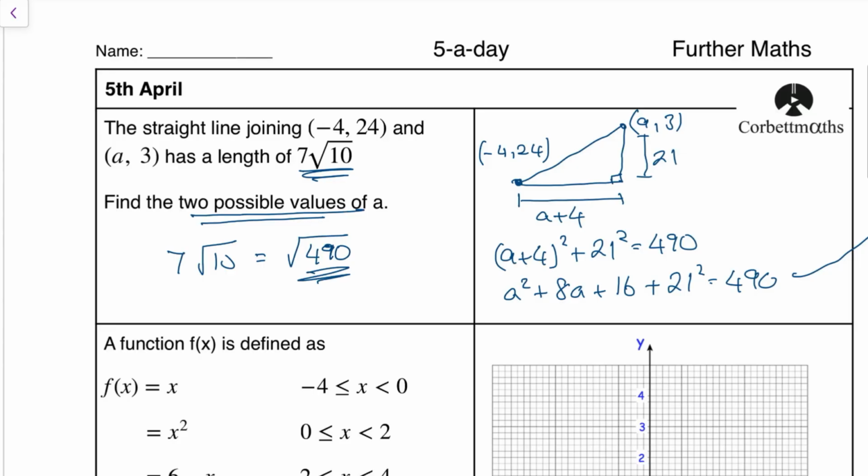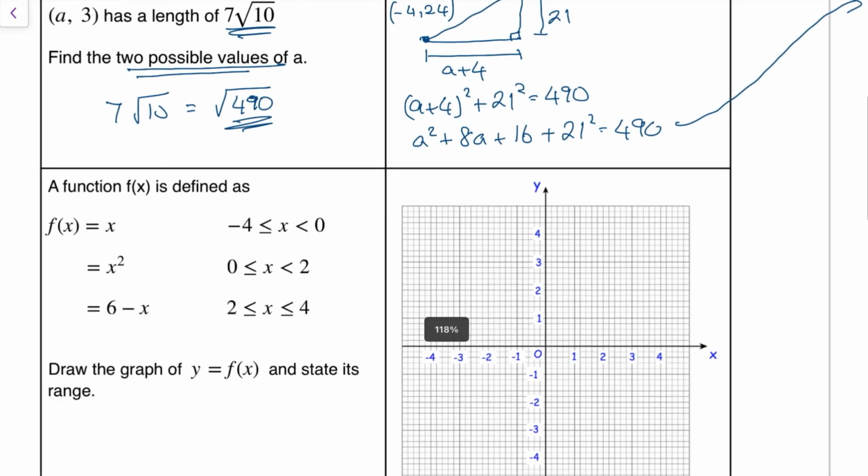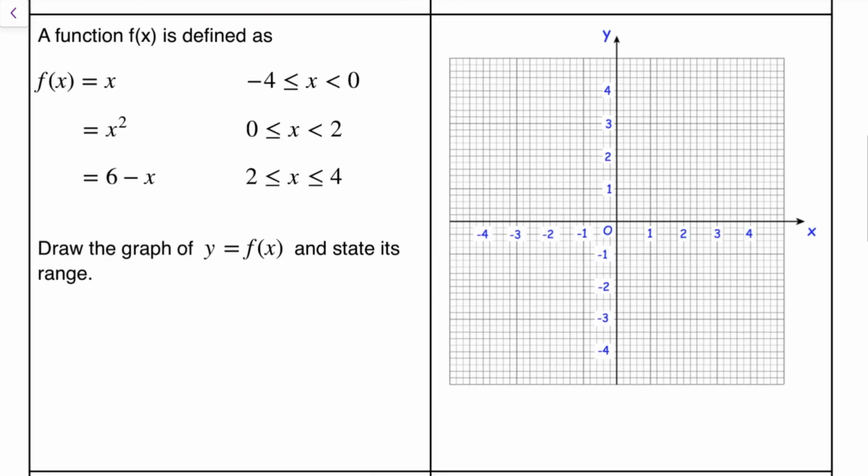What does it want me to do? Straight line, blah, blah, blah, blah. Find the two possible values of a. I found the two possible values of a, which are going to be 3 and minus 11. And that's it, question done. Actually, again, I quite like that question. Clever little setup of the question. Really well done. Next question.